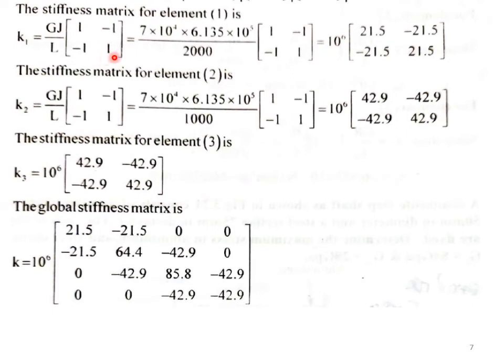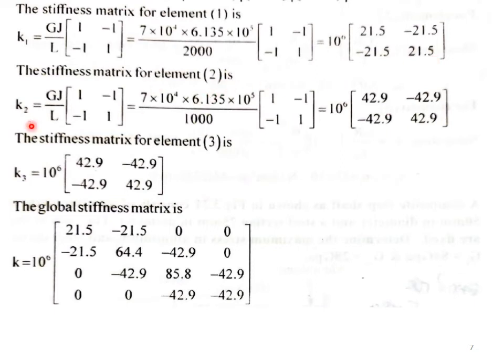Substituting the values: 7 into 10 to the power of 4 into 6.135 into 10 to the power of 5 divided by 2000. Necessary unit conversions have to be made wherever necessary. This gives the matrix [1, -1; -1, 1] times 10 to the power of 6 into [21.5, -21.5; -21.5, 21.5].